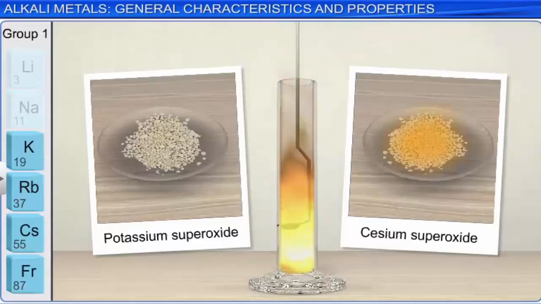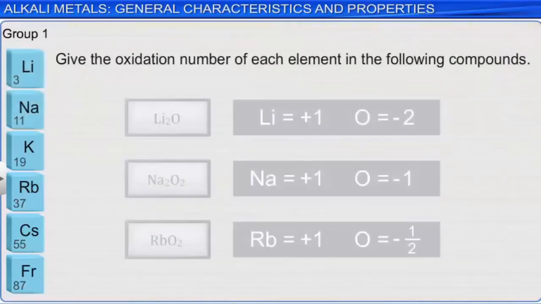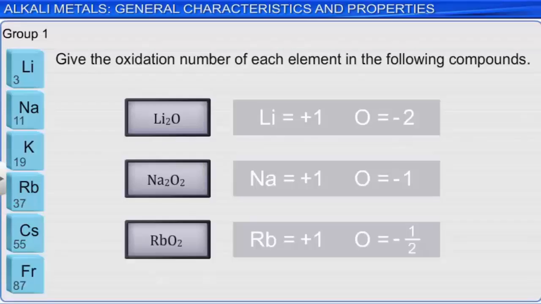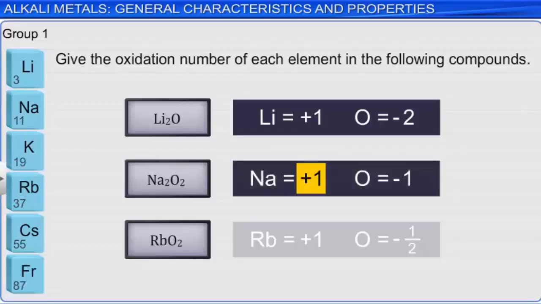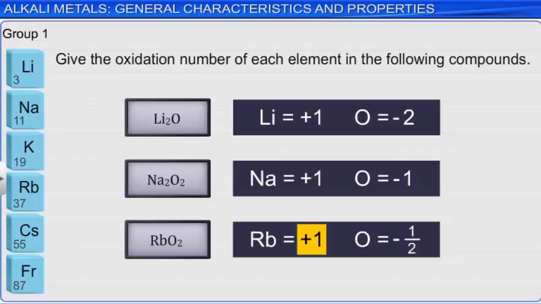Let's try some problem solving. What is the oxidation number of each element in the compounds lithium oxide, sodium peroxide, and rubidium superoxide? Recall that the sum of the oxidation numbers must be 0 for a neutral compound. For lithium oxide, since each lithium ion must have an oxidation number of +1, the oxygen ion must have a charge of -2. Using similar logic, since each sodium ion has an oxidation number of +1, each oxygen in the peroxide ion must have an oxidation number of -1. Rubidium here has an oxidation number of +1. So, each oxygen in the superoxide ion must have an oxidation number of -1/2.